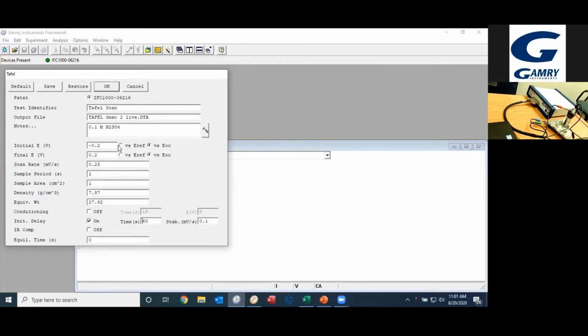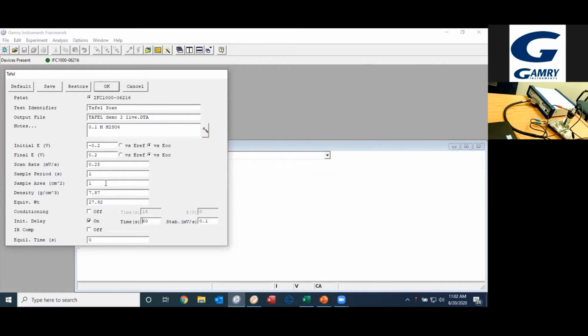I already have all the parameters set up here. I'm going to do a little bit of a shorter window, only from negative 0.2 volts to 0.2, and this is versus my open circuit potential. The scan rate is also a little bit quicker than I'd normally do it, but again, I'm trying to keep the experiment under half an hour if we can. Everything else here is our sample period. Our sample area is 1 centimeter squared.